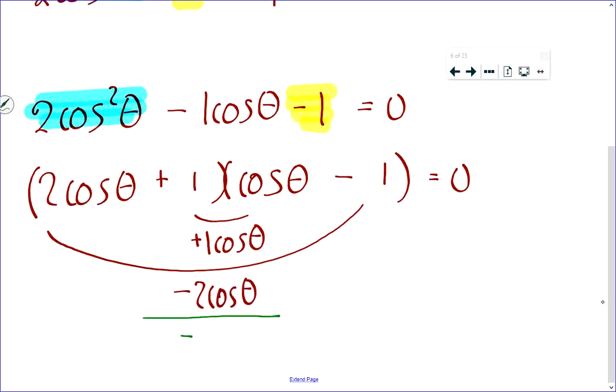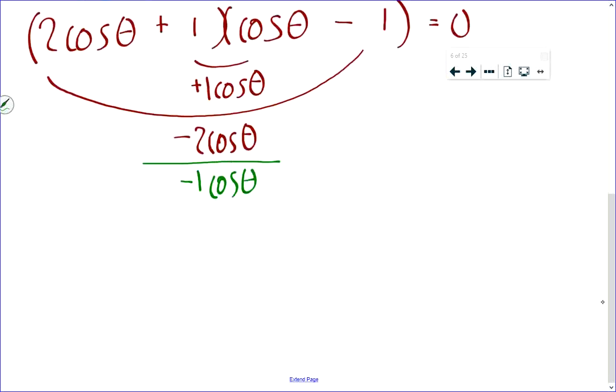Which adds to give negative 1 cos theta, which is what we have here. That's the reason I put the 1 there, as I just wanted to stress that it's negative 1 of them. Are we okay with the factoring? So I've been a little lazy here in some of these. I've been writing stuff like cos of theta equals negative 1/2.